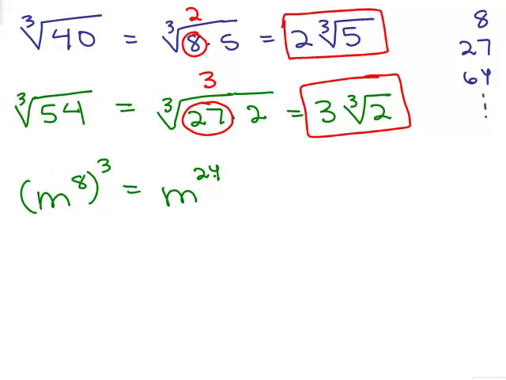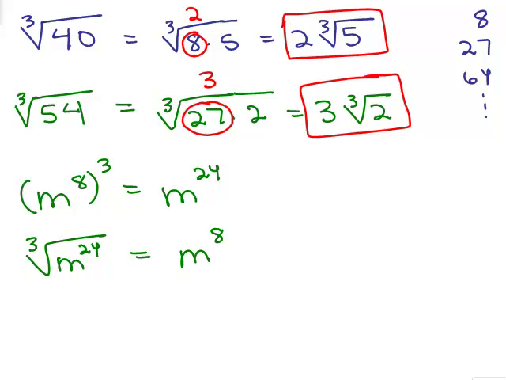And so to go backwards, if I want to do the cube root of m to the 24th, basically it's going to be a perfect cube if the exponent's a multiple of 3. For square roots, it had to be even. For cube roots, it has to be a multiple of 3. So since 24, the exponent, is a multiple of 3, it's a perfect cube, and we just divide by 3 to get back to m to the 8th.